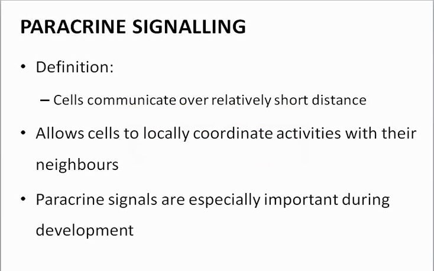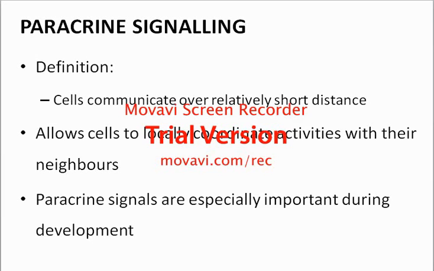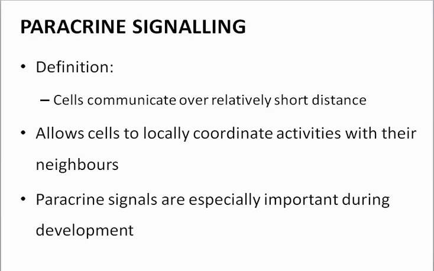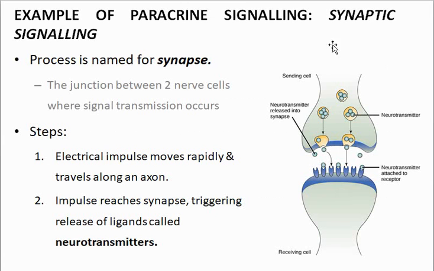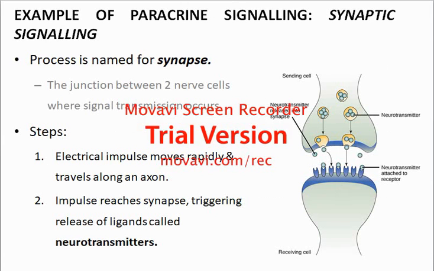Although they are used in many different tissues and contexts, paracrine signals are especially important during development, when they allow one group of cells to tell a neighboring group of cells what cellular identity to take on. For example, like spinal cord development. This process is named for the synapse, the junction between two nerve cells where signal transmission occurs.